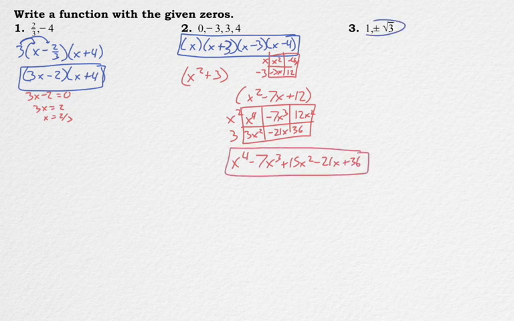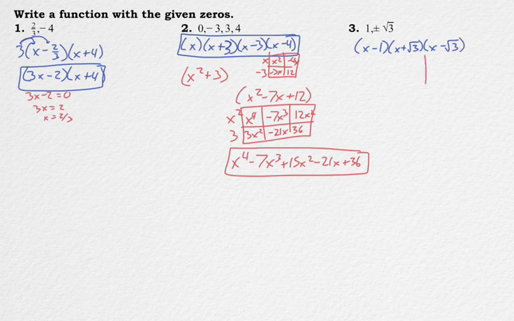For number 3, just don't be confused by the way this is written. Some people might think that this is 1 plus or minus the square root of 3, but this would just be 2 solutions. This, what we're given here, is actually 3 solutions. We have 1 and then plus or minus the square root of 3. So I could write x minus 1 and then x plus the square root of 3 and x minus the square root of 3. Those would be our factors.